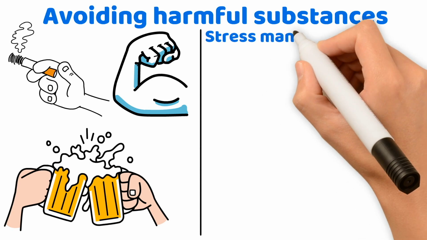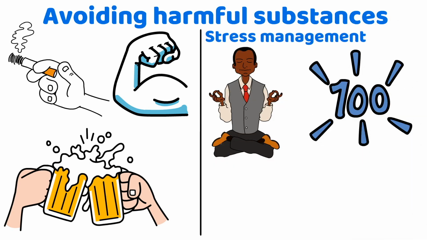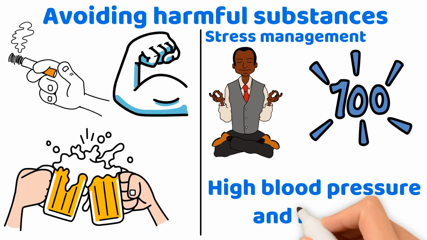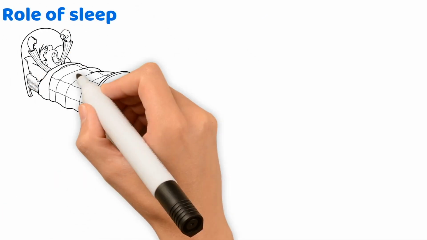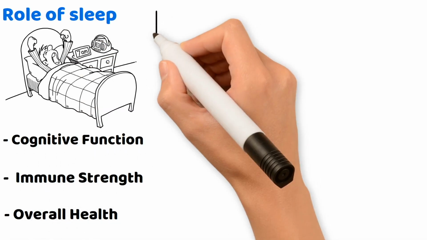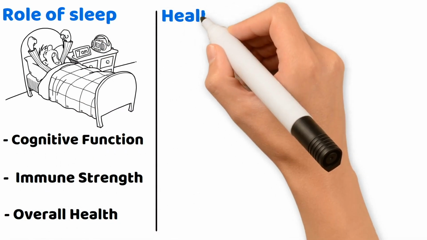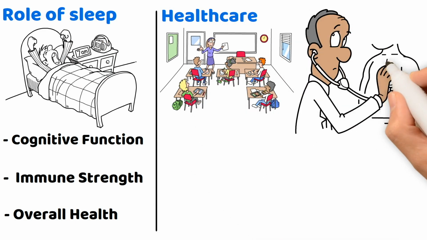Stress management is next. Techniques like mindfulness and yoga are effective ways to reduce stress-related symptoms like high blood pressure and fatigue. Next, don't forget the role of sleep. Ensuring you get enough sleep is essential for cognitive function, immune strength, and overall health. Then we have preventive health care. We need to teach our students that regular health screenings play a vital role in disease prevention.